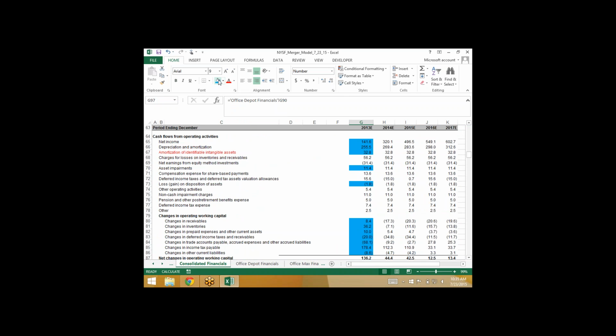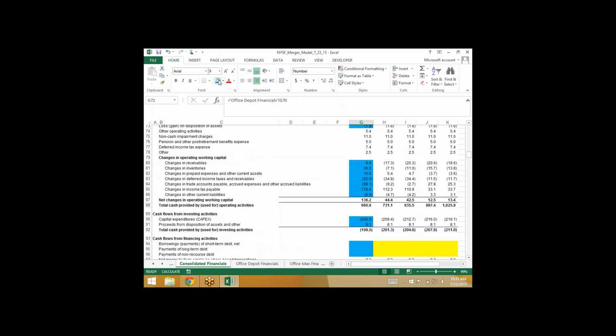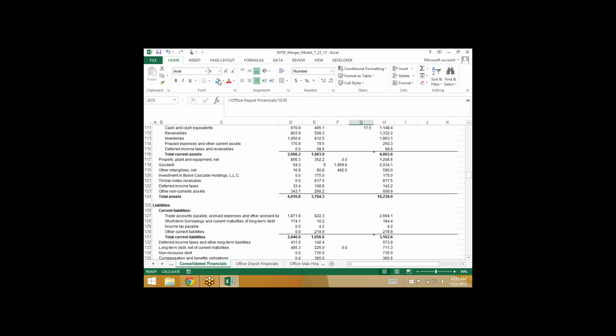Now we have, let's say, deferred taxes. So we had two deferred tax line items. This one was related directly to deferred tax assets. So I put that in the deferred tax assets. So there was a couple things here. We had deferred income taxes on the asset side, and we had deferred income taxes on the liability side.